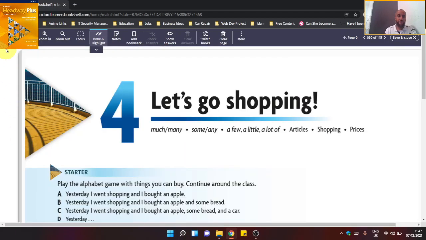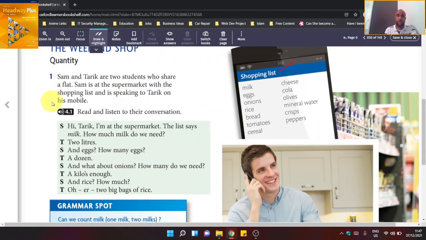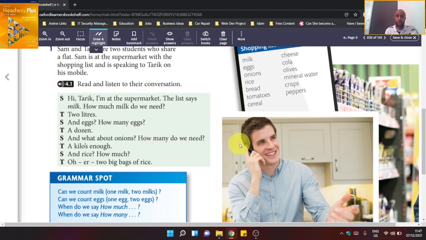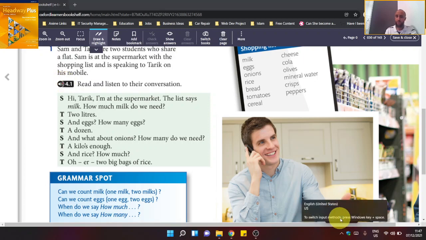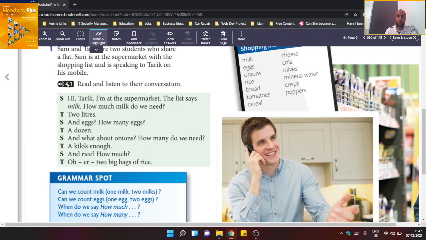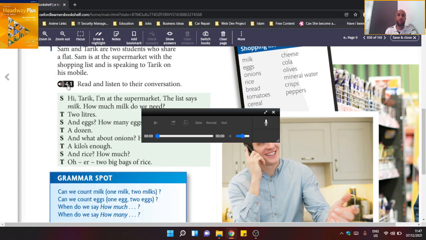Let's go back to the first page. We're going to listen together to the conversation between Sam and Tariq. Let's try and figure this out. See if this works. The audio at the moment isn't picking up. I don't know why. Is it the cursor? Probably the cursor. Let's try and close the cursor off. Oh, maybe it's the highlighter. Yes, it's the highlighter. All right, so here we go.